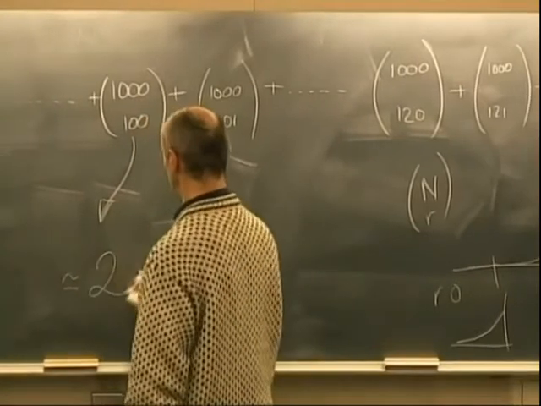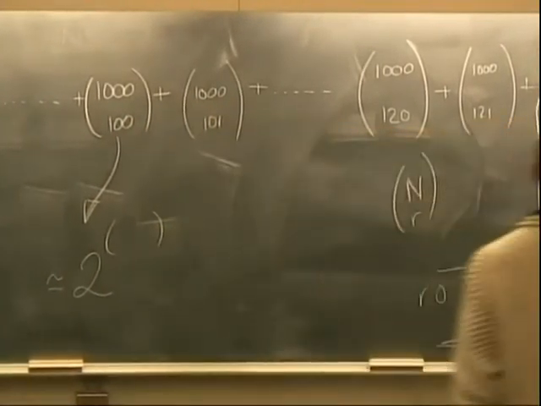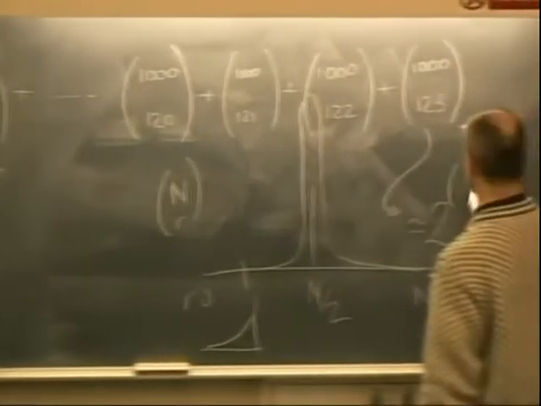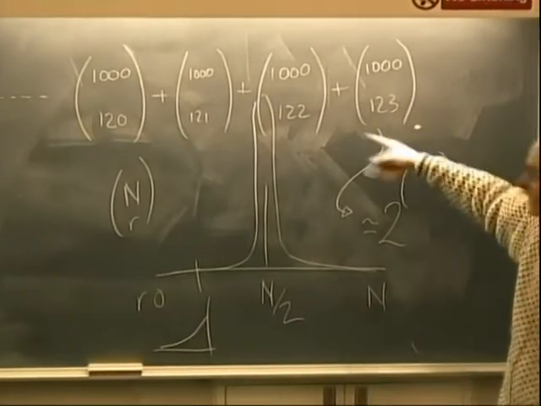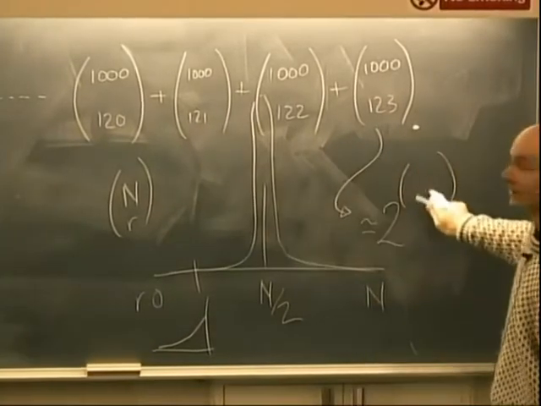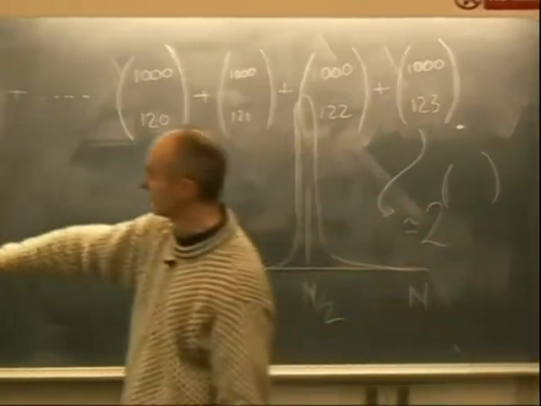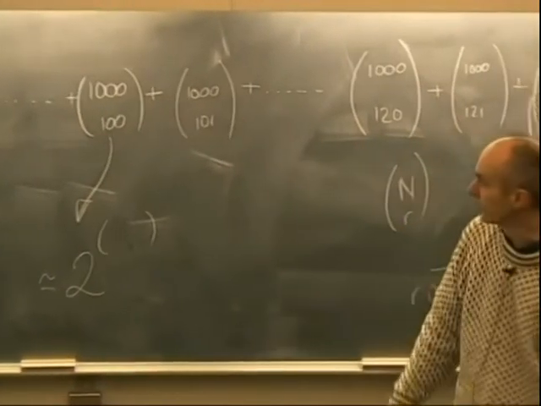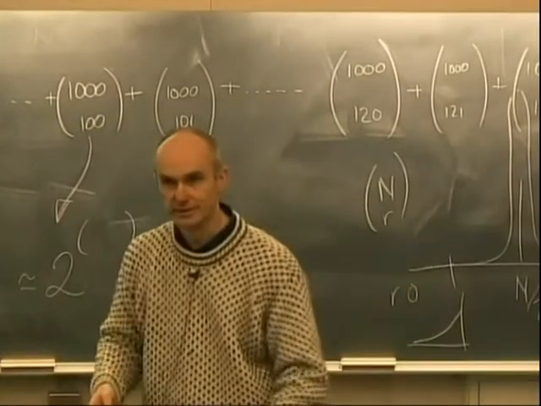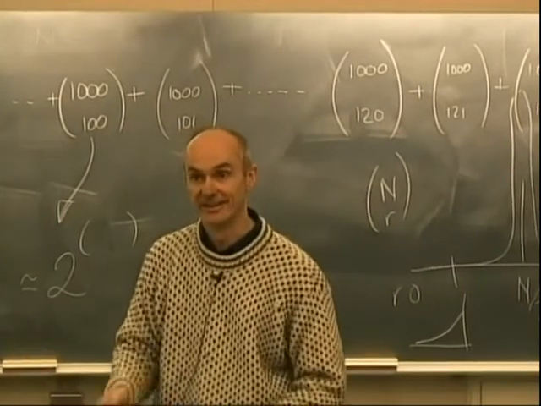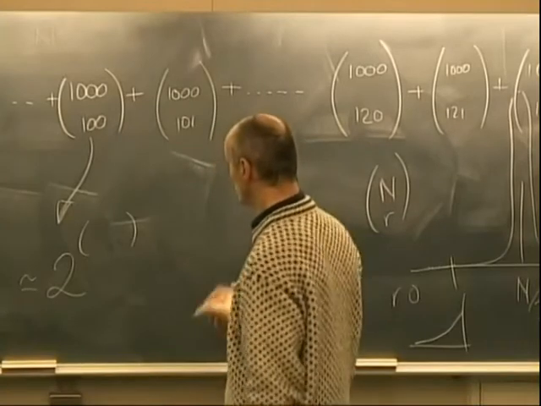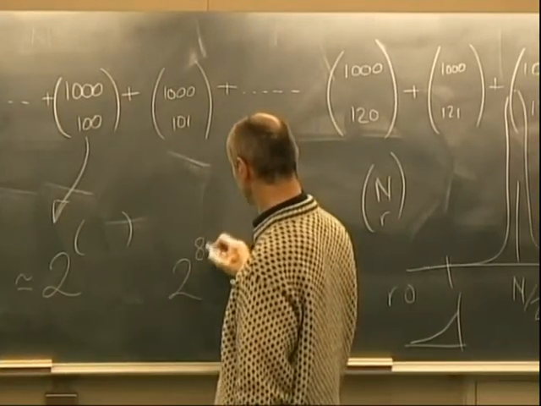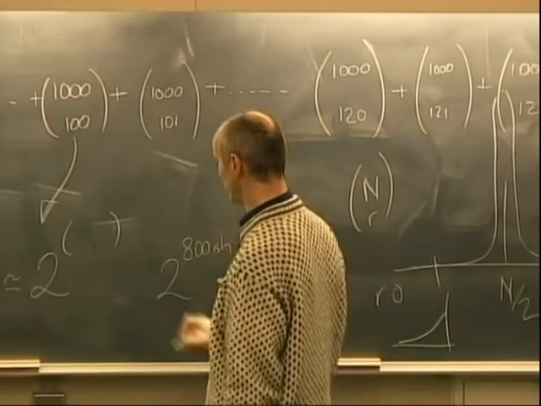How big is this one, roughly? This is roughly 2 to the power something. And how big is this in the form 2 to the something? And since this is the biggest, we don't really care about any of these. We just want to know what that number is. But let's start with this one first, because that's perhaps a little bit more familiar. Roughly, what's 1,000 choose 100? Anyone? 2 to the power 800 and something. Where did you get that from?